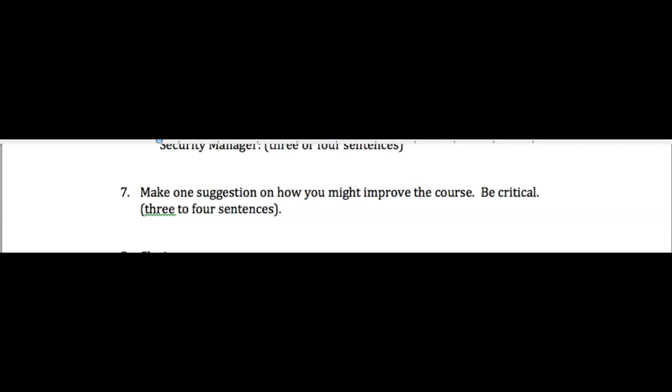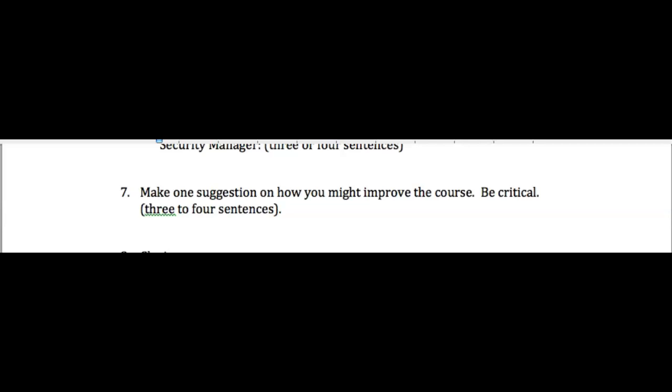So you've done your cover page and your abstract and you've done your intro and your 3 reflections. Now you're coming down to the wire, and I want you to make 1 suggestion on how you might improve the course. It's okay to be critical. If there's something you didn't like about either my teaching style or the material, or you thought we should have added something else in there, just let me know what it is.